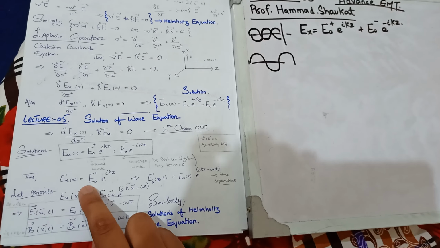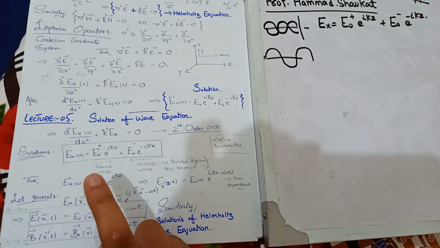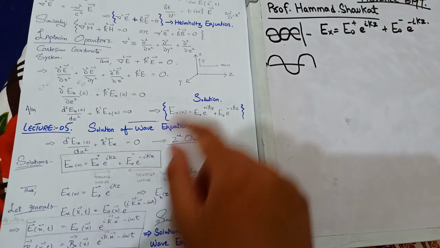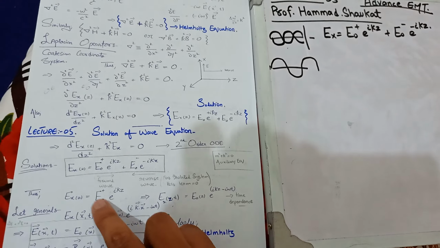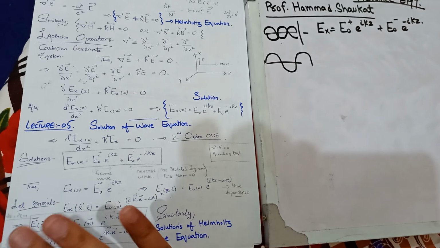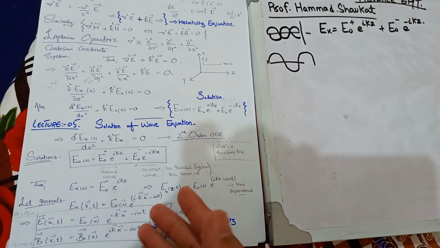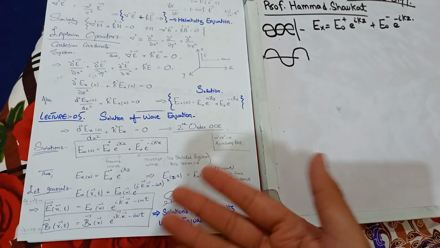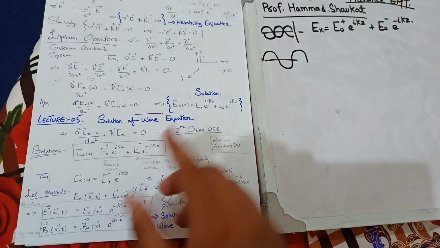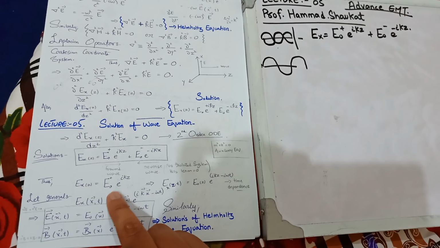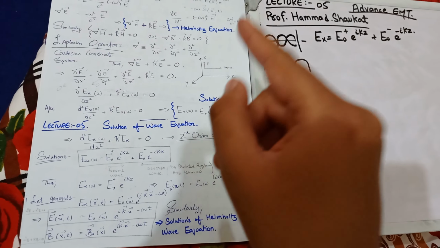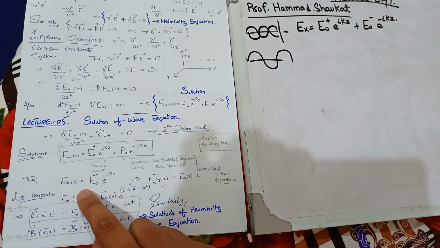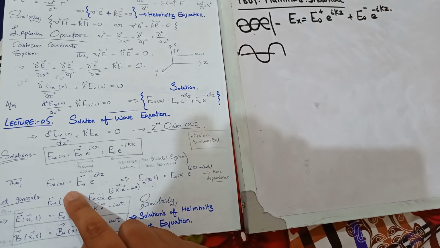But this is only in the space coordinates. You can see z is the space coordinate. You can also take y, no issue, you can take any space coordinate. The space coordinates are x, y, and z. We are assuming z, so that's why I am taking z. You can also assume y or x, no worry about that. But this is the electric field in terms of the space coordinate.